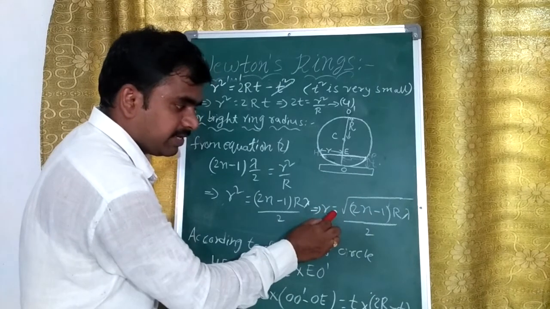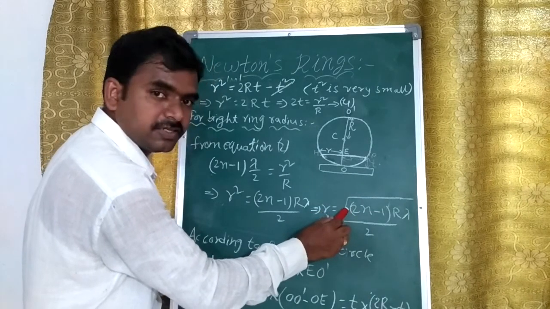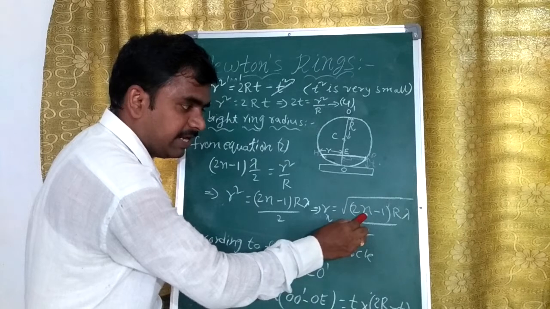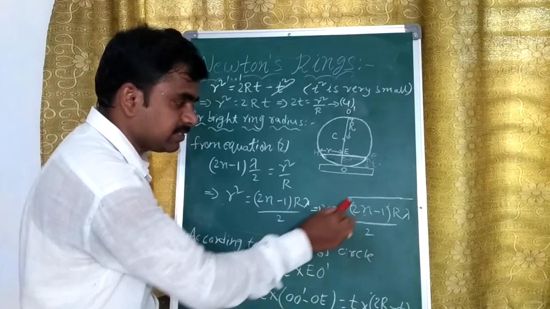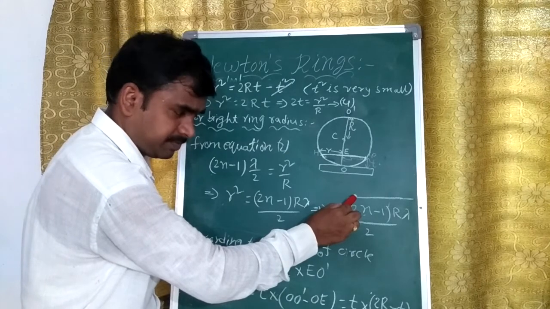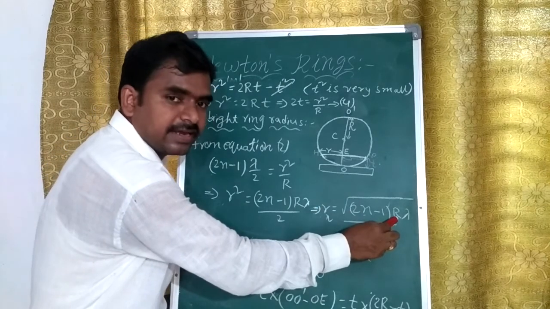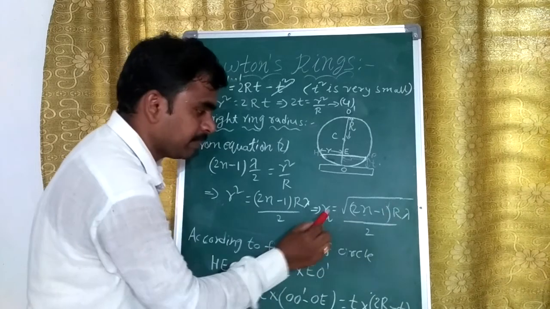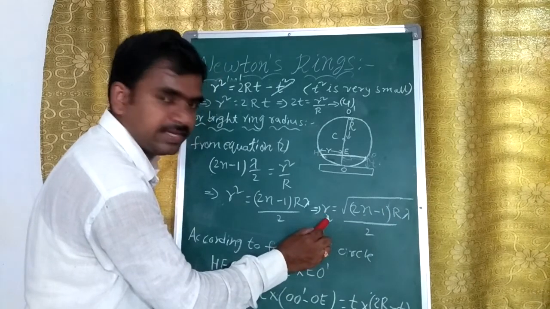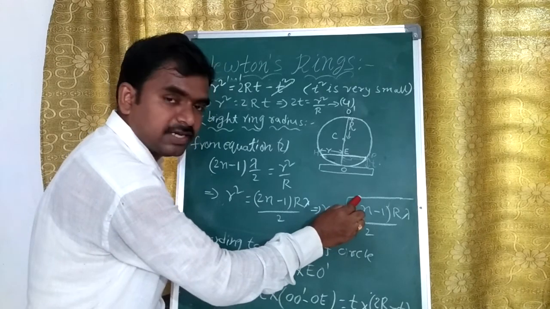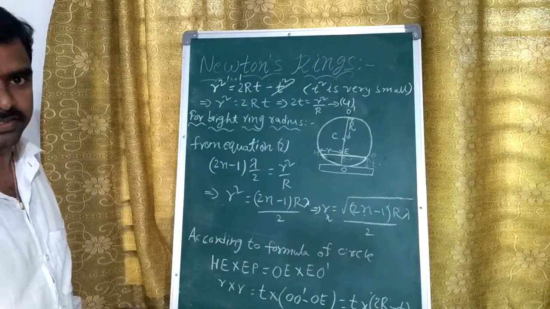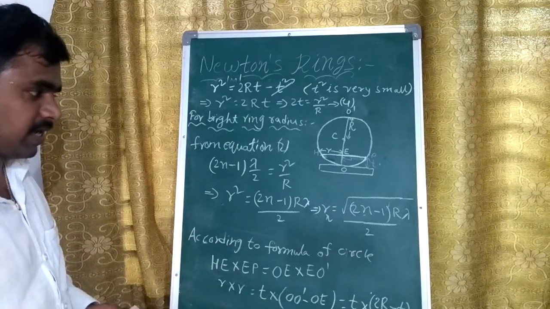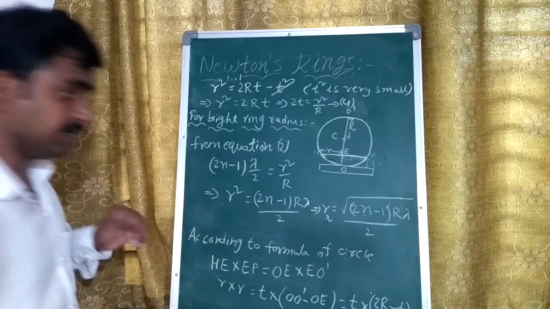The radius of the ring is directly proportional to the square root of the number of the ring. The radius of the ring is directly proportional to the square root of the radius of curvature of the given plano convex lens. The radius of the ring is directly proportional to the square root of the wavelength of the source of light. Now we have to calculate the radius of the dark ring.